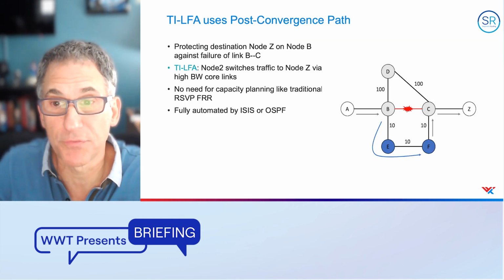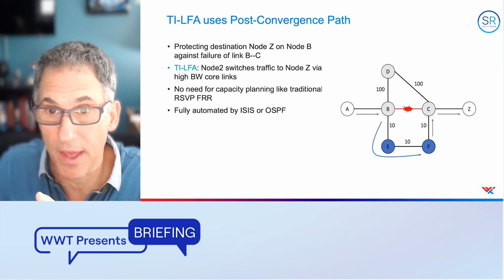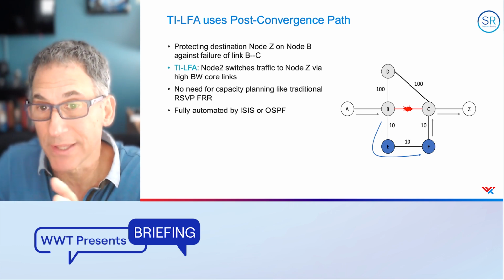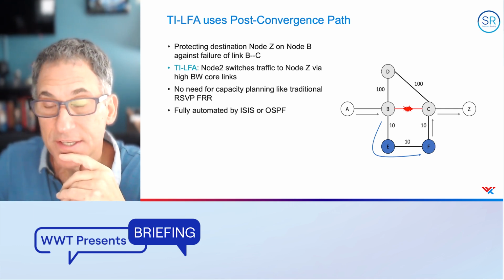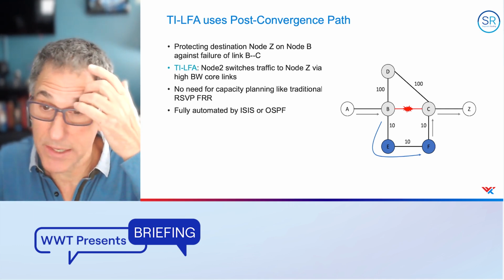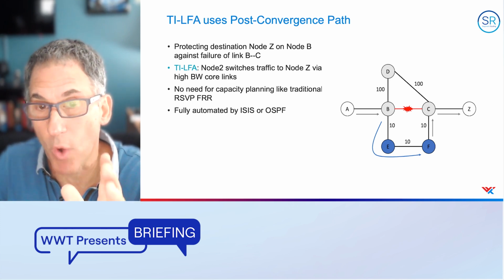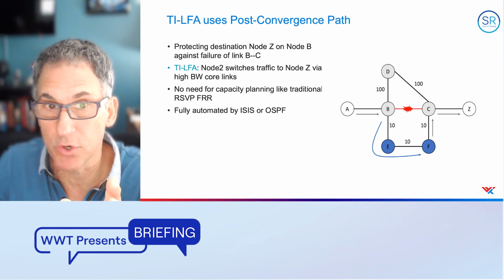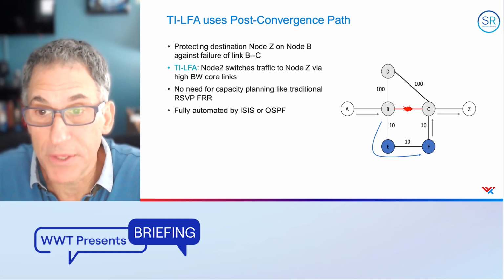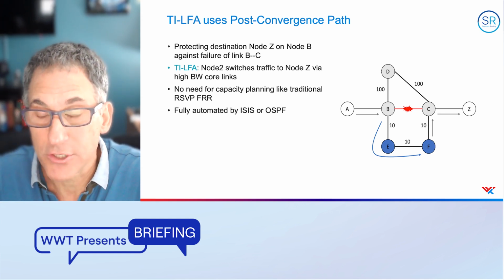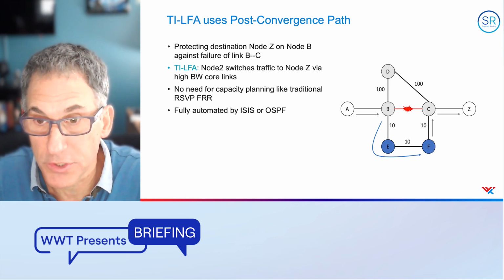So looking at the post-convergence path like we talked about, here's a network where we're forwarding a packet from router A to Z. And we're going through link B to C, but link B to C has failed. And as you can see, the link to D is a satellite link because the metric is 10 times higher than the rest of the network. So that's an undesirable path to use. But quite often in an RSVP fast reroute and a classic LFA environment, definitely that path would be used as the fast reroute path. But in a TI-LFA network, we use the post-convergence path.